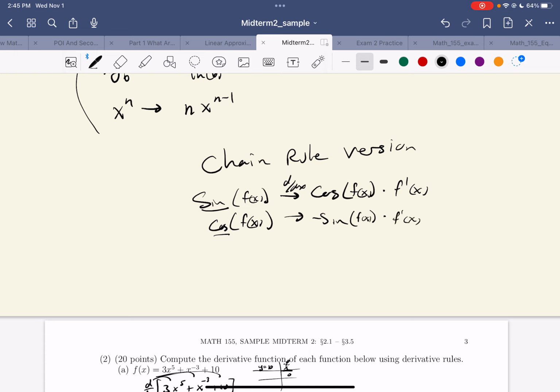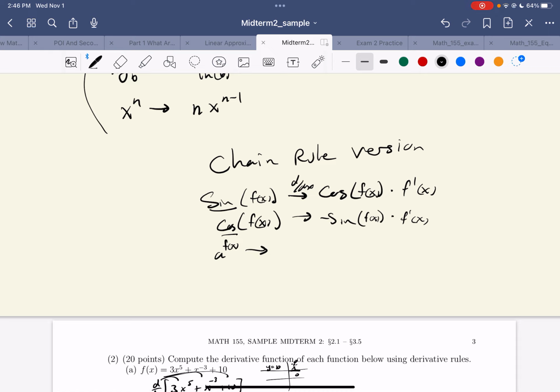Now a to the, and now I put a function up here. A function in the exponent. Well, the outside function is a to the whatever. The derivative of that is natural log of a times a to the whatever, and I leave that alone. Then chain rule, derivative of the inside. So what is the whatever? In this case, it's f of x.